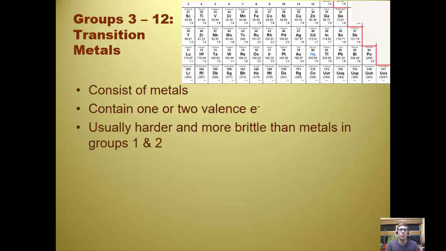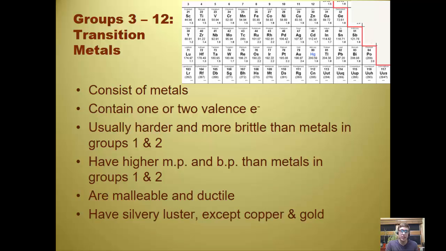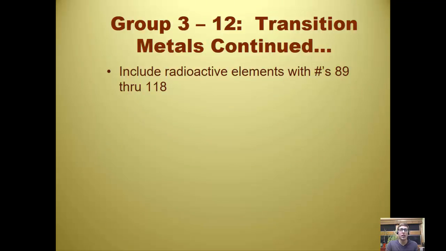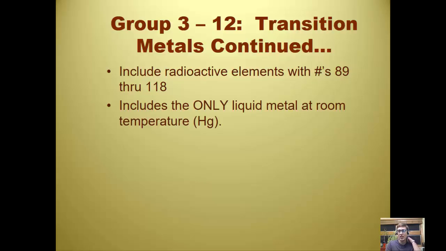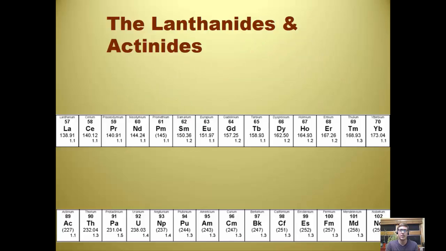They're usually harder and more brittle than metals in groups 1 and 2. They have a higher melting point and boiling point than metals in groups 1 and 2. They're still malleable and ductile, and they have a silvery luster except copper and gold, because copper is copper-colored and gold is gold-colored. More about transition metals. They include radioactive elements with numbers 89 through 118. They include the only liquid metal at room temperature, which is mercury, just like our friend Freddie. And they tend to have two or more common oxidation states. We'll get more into that later.